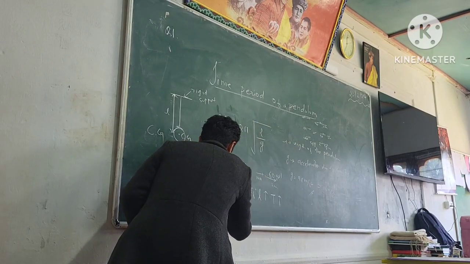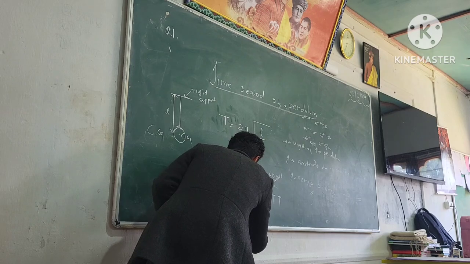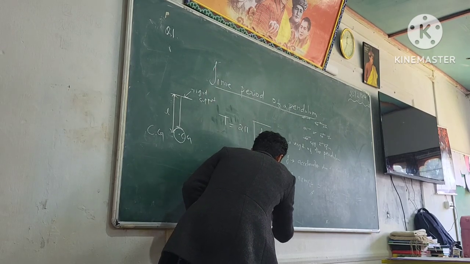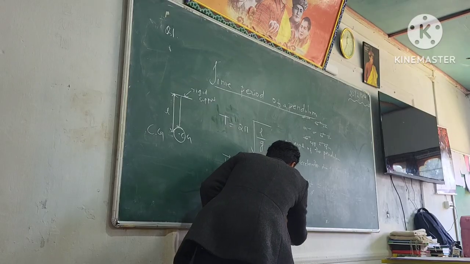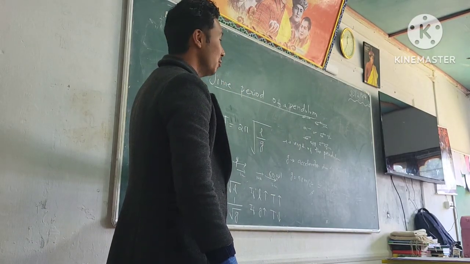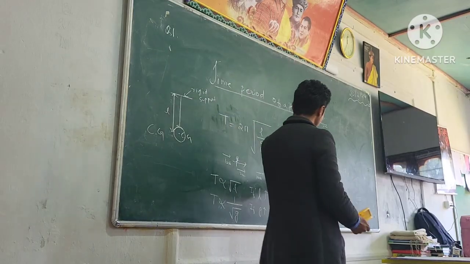Next, time period is inversely proportional to g. If g increases, then what happens to the time period? It decreases. So these are the two factors on which time period depends. Now g, we say it's 9.8 meters per second squared.